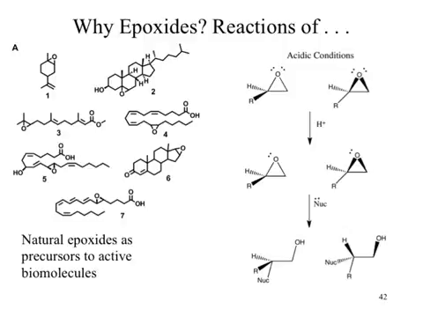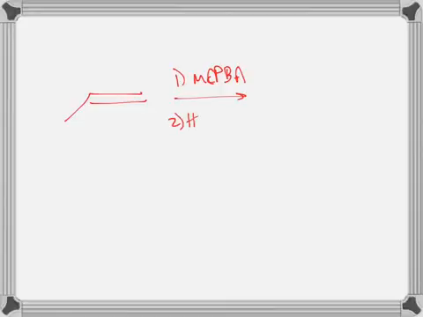Sorry, I know we're done. Need a quick example here. That's a capital C. Now we expect two products. Why two products now? mCPBA generates two products with our alkene.